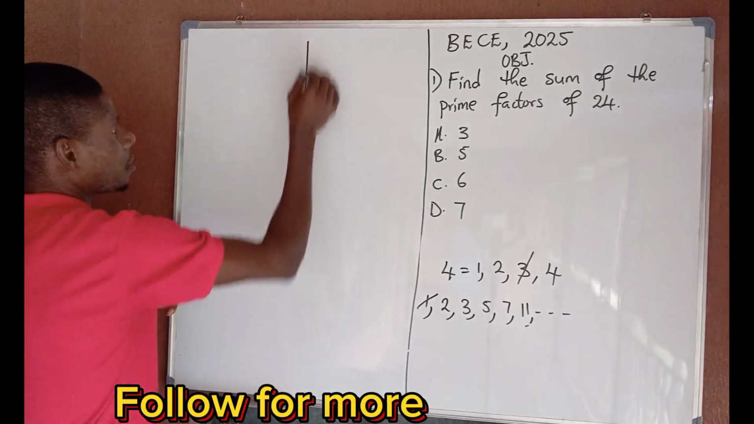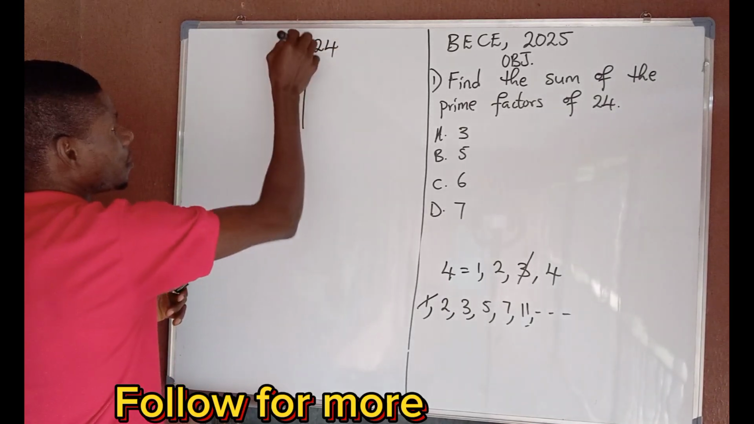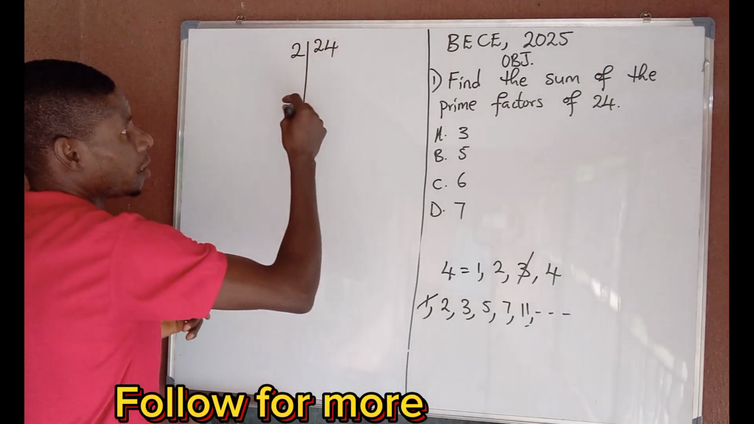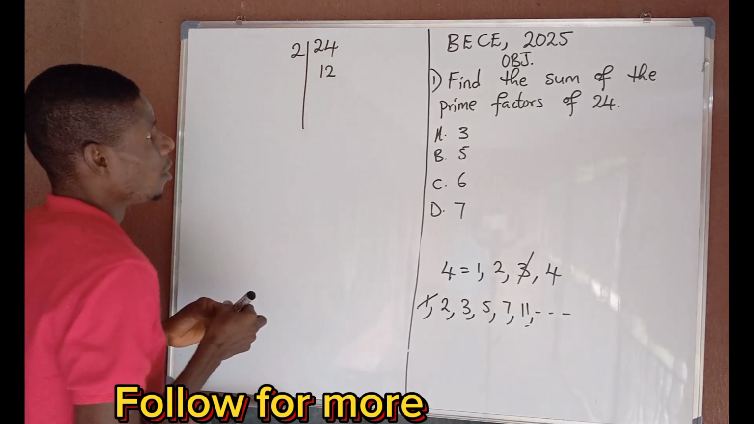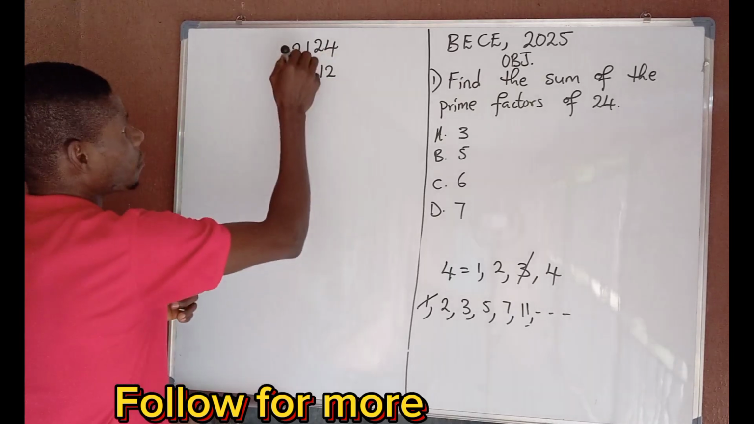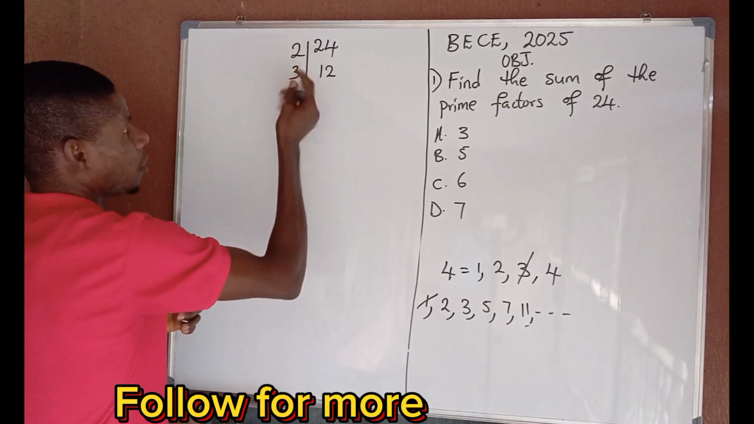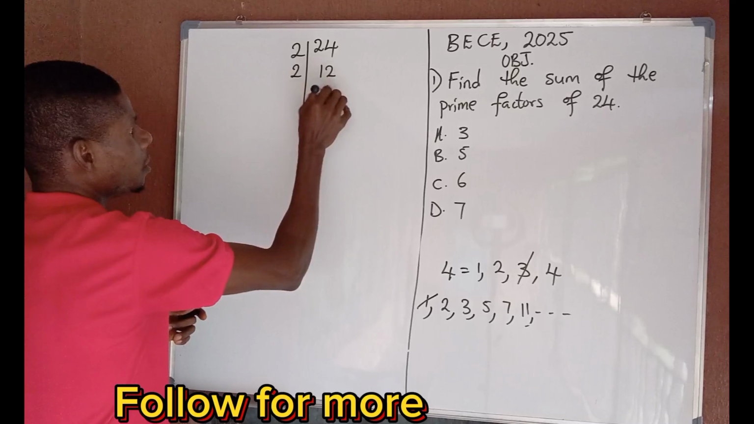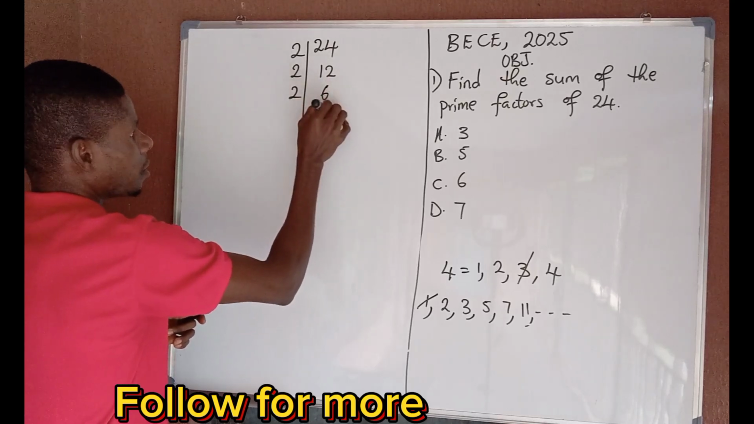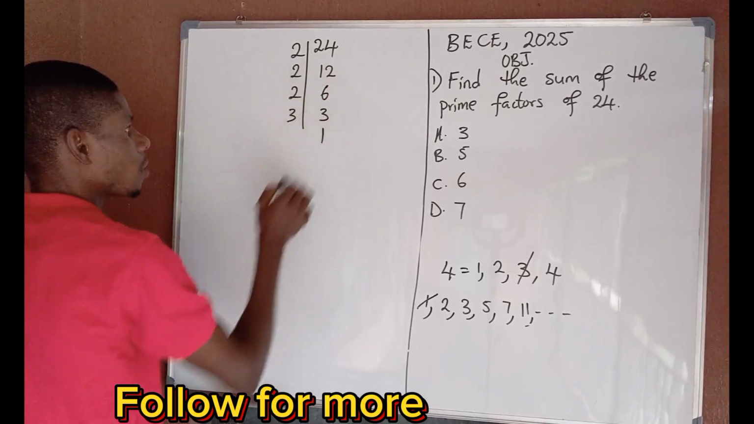Okay, let's use long division here. This is 24. 2 can divide 24, and that will give us 12, right? Let me go with 2 again. 2 into 12 is 6. 2 again into 6 is 3. 3 into 3 is 1.